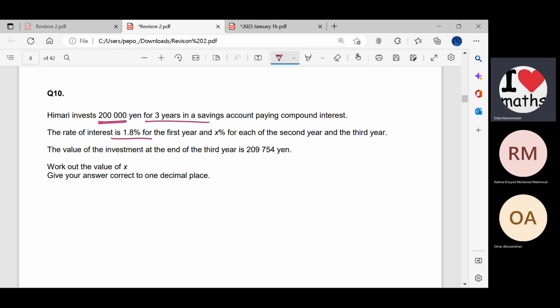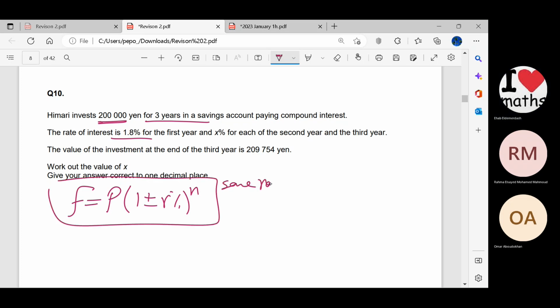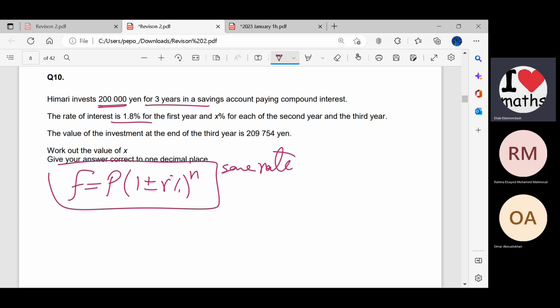How were we able to get the final amount? Just remember, final, it was principal. This is the rule. If I have the same rate, it will be 1 plus or minus the same rate to the power of n. This is if I have the same rate. But if I have different rates, if it is not a constant rate, how to deal with it?